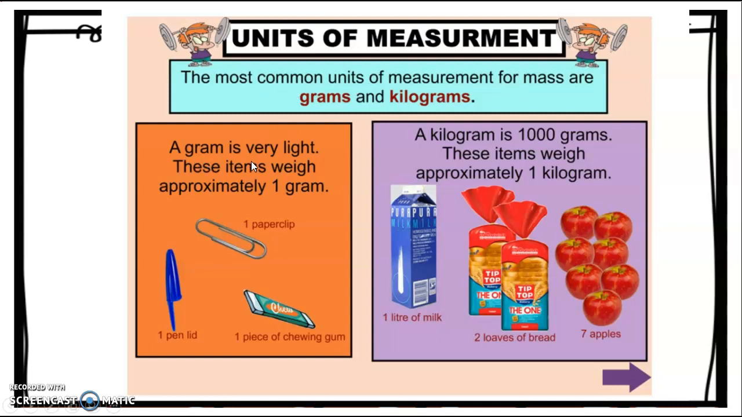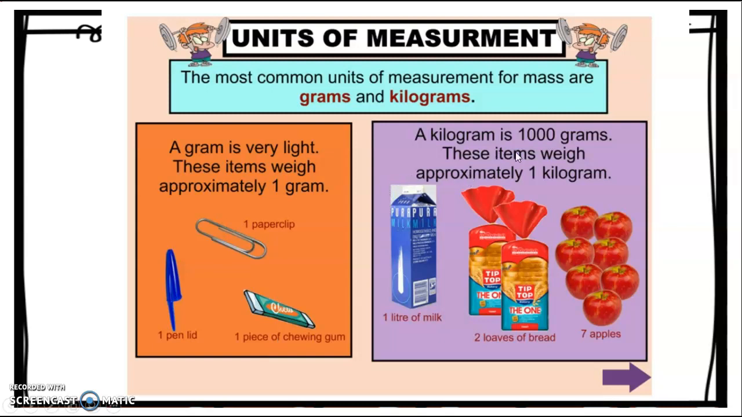The gram is very light. These items weigh approximately 1 gram. 1 paperclip, 1 pen lid, 1 piece of chewing gum. You could also think about 1 penny weighing about a gram too.